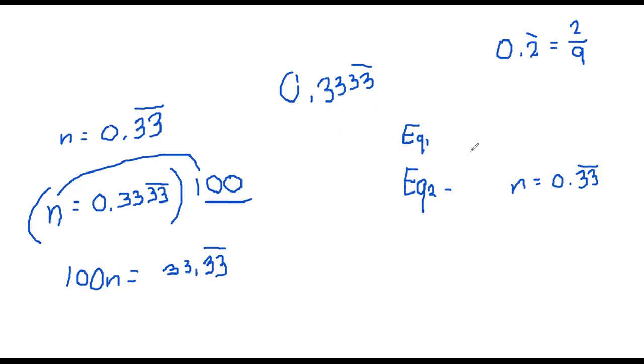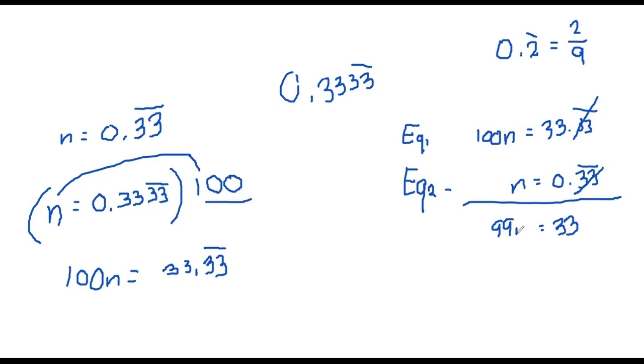Then, meron na tayong equation 1, 100n minus n equals 33.33 with the bar minus 0.33. Okay, and then subtract natin, cancel si 33, cancel si 33. Then, bring down mo na lang yung 33. Then, we have 100n minus n. So, you have 100n and subtract 1n. So, it will become 99n. So, this will be the numerator, 33 over 99.